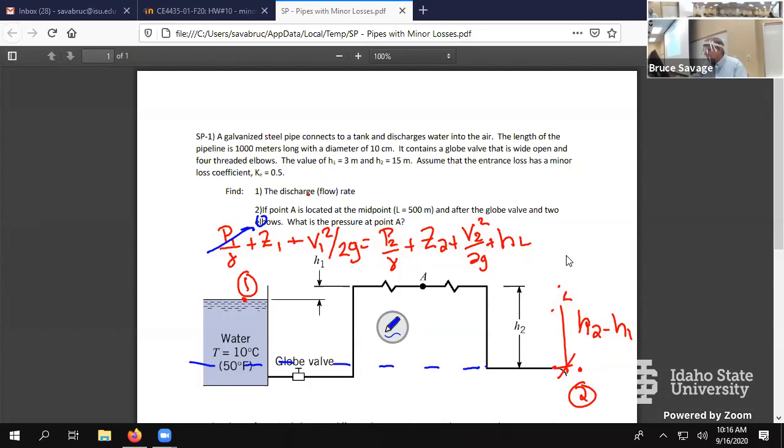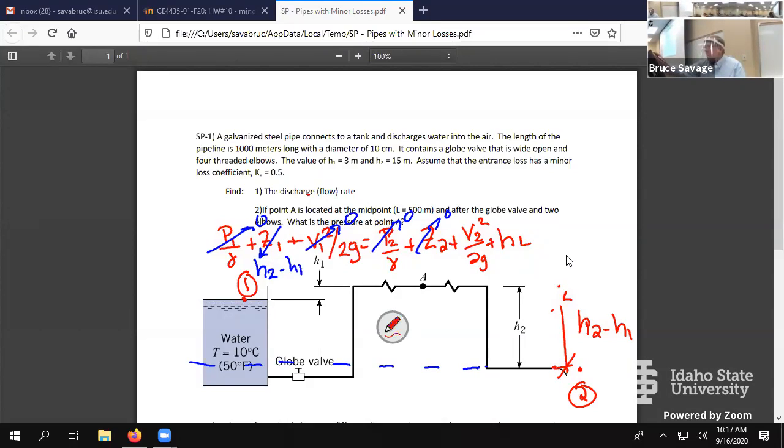All right, so we have our water level over here, Z1 is going to be that H2 minus H1. And V sub 1 goes to 0. P sub 2 over here, it's a free discharge, so that's going to go to 0. Z sub 2 is going to go to 0. But V sub 2 is not, because there's still velocity going out right there. Okay, and then we can go ahead and write our head loss.